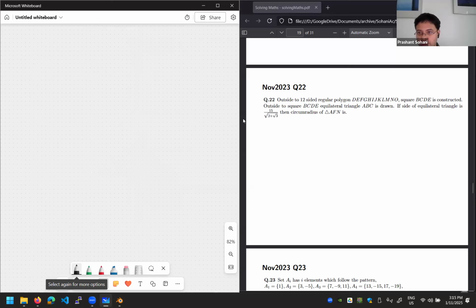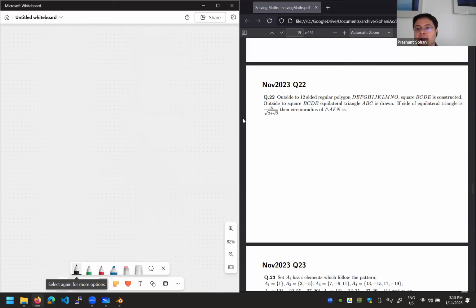But luckily, if you look at the rest of the question, they are not using all the vertices of this 12-sided polygon. In fact, the only vertices even mentioned in the problem are D, E, F, and N. Because it's a regular polygon, I can start from the end. So let me construct only the last few and the first few vertices of this polygon. I will not draw the whole polygon.